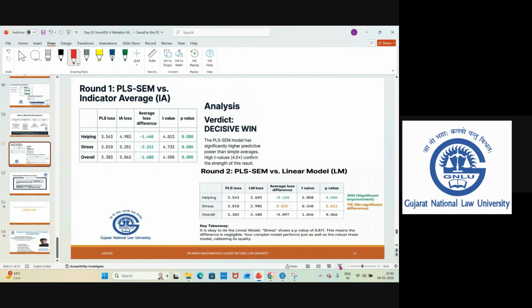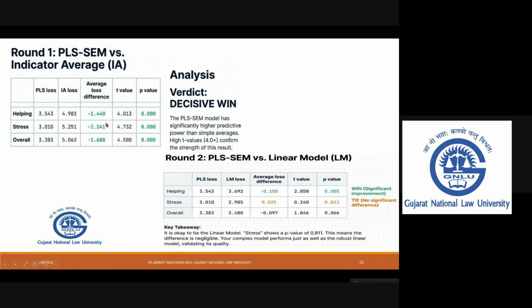Just let me show you what the interpretation is. This is what we have discussed. As compared with the PLS loss, the indicator average score is very high. So our conclusion is that the PLS model has significantly higher predictive power than simple averages. Indicator average is only talking about the average. High T values confirm the strength of this particular relationship. We have good strength and good prediction as compared with the indicator average.